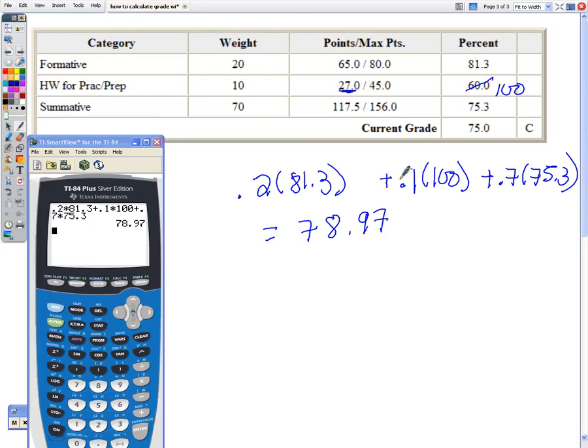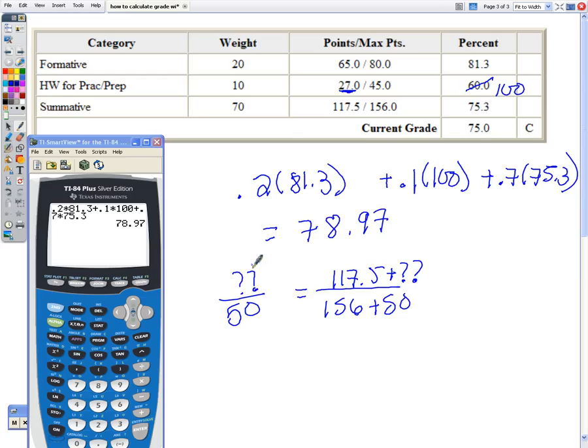Well, then let's say, oh, I have a test coming up. So still assuming I have 100 in my homework, and I get a B on the next test or an A on the next test, we can change our summative category to whatever that student is going to earn, and you can play the what-if game by plugging other numbers in. Well, what if I get an A? It's a 45 out of 50. What if I get 100? 50 out of 50. And plug them in and keep calculating what your grade would be.